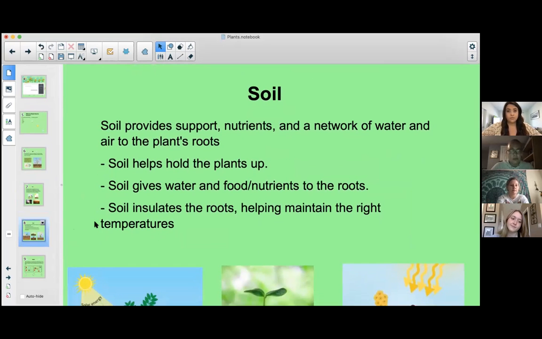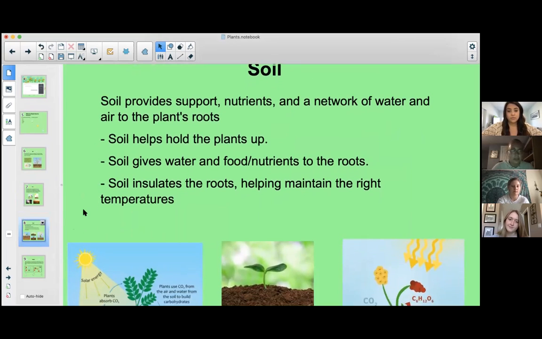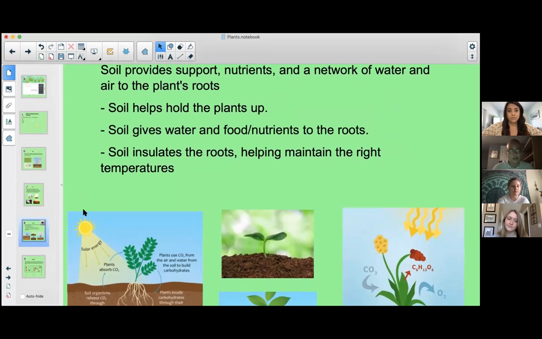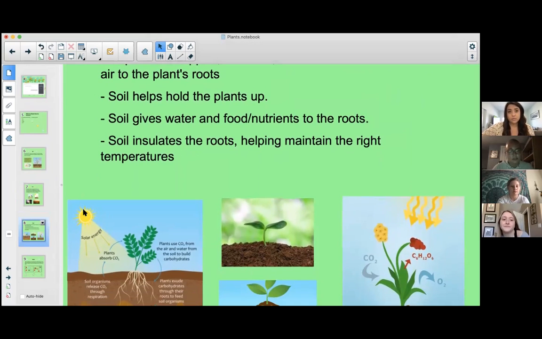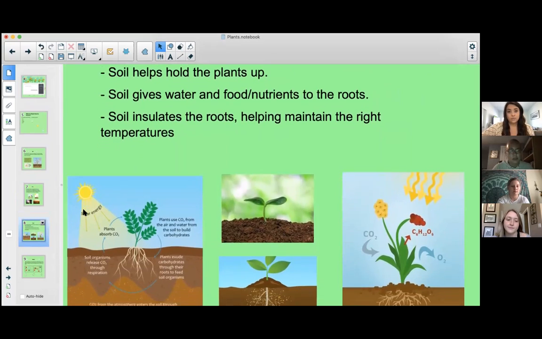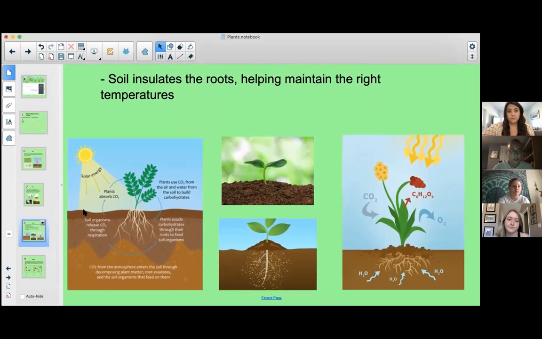Plants also need soil to survive. Soil provides the support, the nutrients, and a network of water and air to the plant's roots. Soil helps to hold the plants up. It gives water and food, or nutrients, to the roots, and it also insulates the roots, helping maintain the right temperatures. Here in these diagrams, you can see the function of the roots. All right, moving on to water.